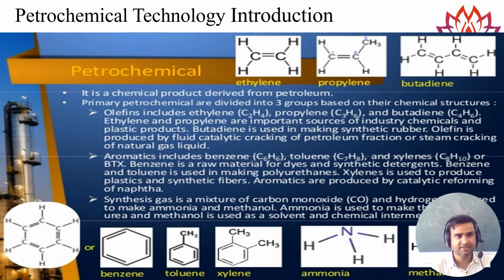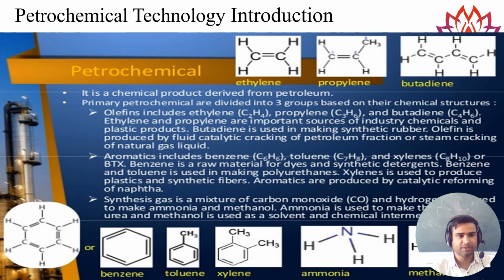So in the previous session I told you about the different topics that will be covered under petrochemical technology. Today I will start this session with an introduction to petrochemical technology. As you can see, the different petrochemical products and their chemical formulas are given here. These petrochemicals are ethylene, propylene, butadiene, benzene, toluene, xylene, ammonia and methanol. So these are the petrochemicals.